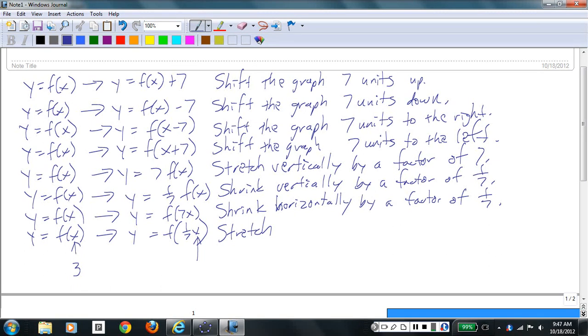Well, it would have to be that when we multiplied by 1/7, we get 3. So 3 is 1/7 of what number? 21. X would have to be 21. So if we look at the original graph, it looks like this. Then after the horizontal stretch, x is 7 times as far from 0. And a negative x would be 7 times as far from 0. So we stretch horizontally by a factor of 7.